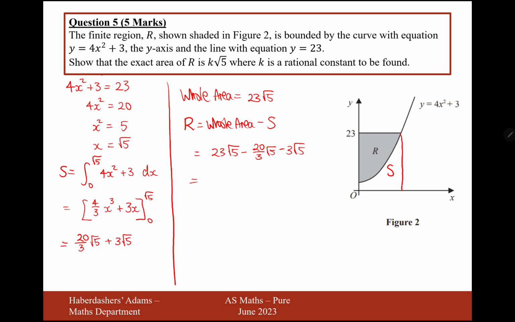Okay, let's just type that into the calculator. Bear with me. 23 minus 20/3 minus 3, all multiplied by root 5. And the answer is 40/3 root 5. And there we are, that's the answer to this question here. So therefore, k is 40/3. So there we are, that's the answer to question 5.